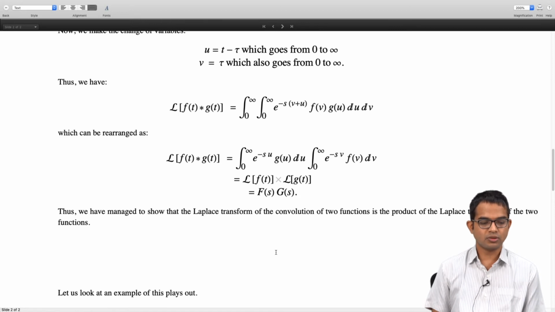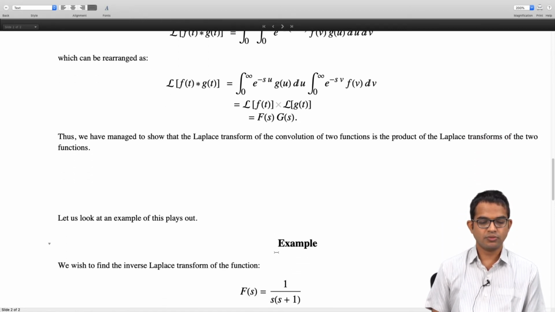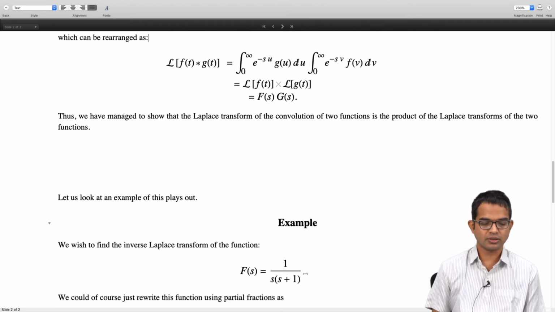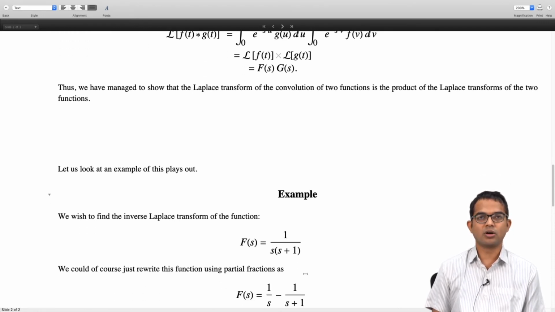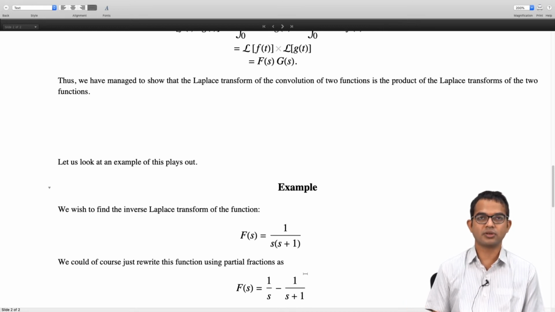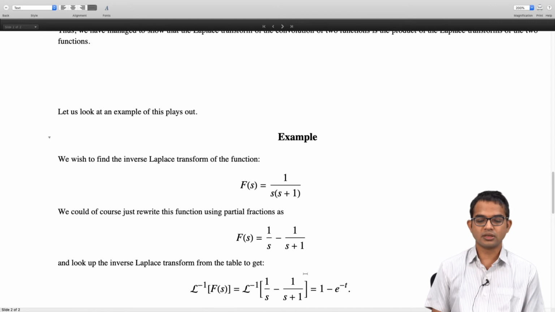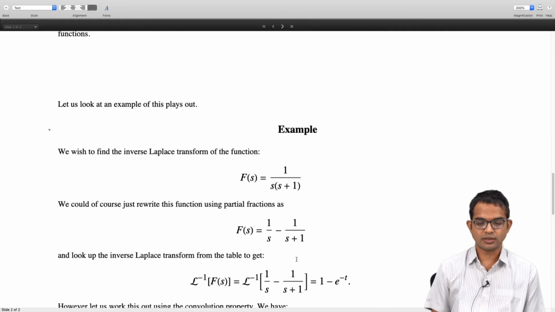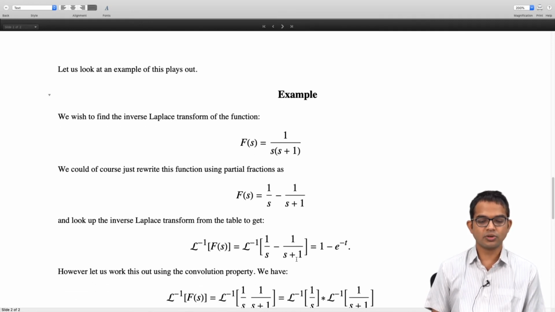So let's look at an example of how this plays out. Suppose we wish to find the inverse Laplace transform of this function f of s is equal to 1 over s times s plus 1. So this is something that we know how to do, right? We could just rewrite this function as 1 over s minus 1 over s plus 1, partial fraction expansion, and then we know how to take the inverse Laplace transform of 1 over s. We know how to take the inverse Laplace transform of 1 over s plus 1. So the answer is simply given by 1 minus e to the minus t, right? As you can verify by taking the Laplace transform of this function, and you'll get back the same function that we started with. But let's work it out using the convolution property.